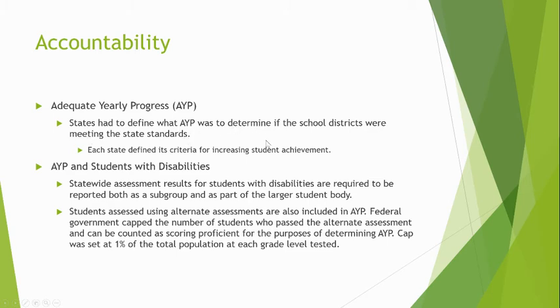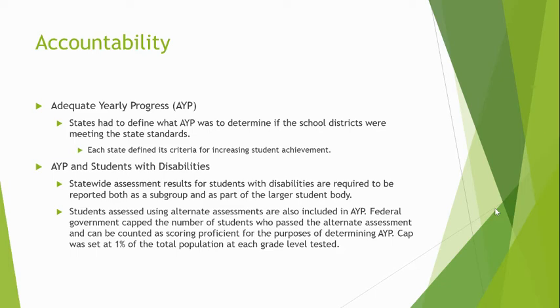So, adequate yearly progress is talking about accountability. States had to define what AYP was to determine if districts were meeting the standards. AYP and students with disabilities: statewide assessment results for students with disabilities are required to be reported both as a subgroup of only students with disabilities and also as part of the whole student body.